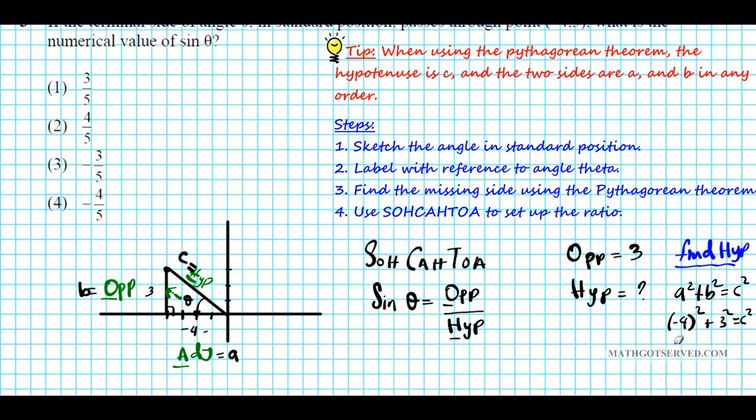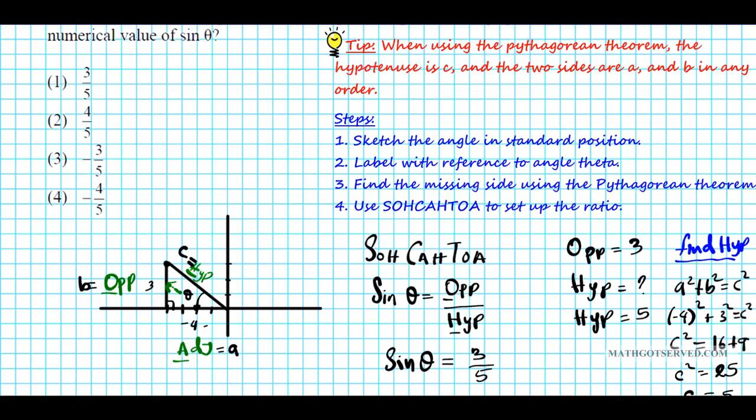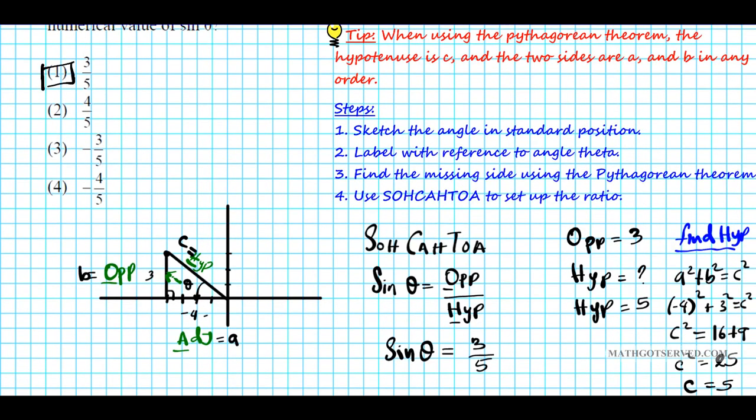If you expand this, you have C squared equals 16 plus 9. C squared equals 25. We get C by itself. C is equal to 5. Now we have the hypotenuse. All right, so H is 5. So what is sine theta? Sine theta is opposite over hypotenuse. Opposite is 3. Hypotenuse is 5. So our answer is option number 1.